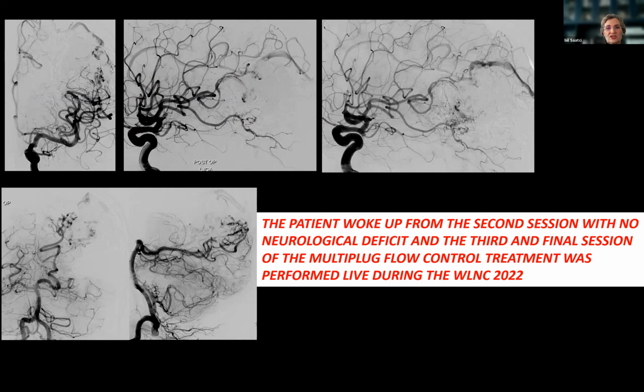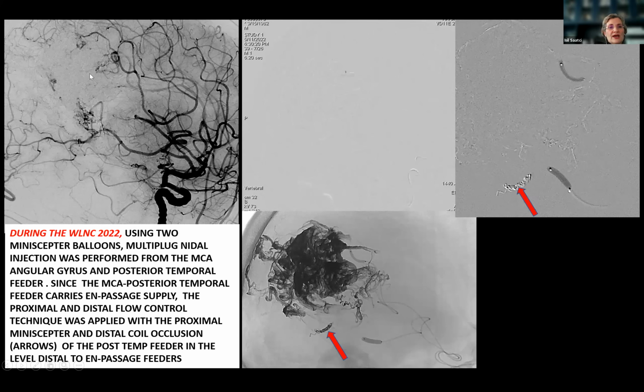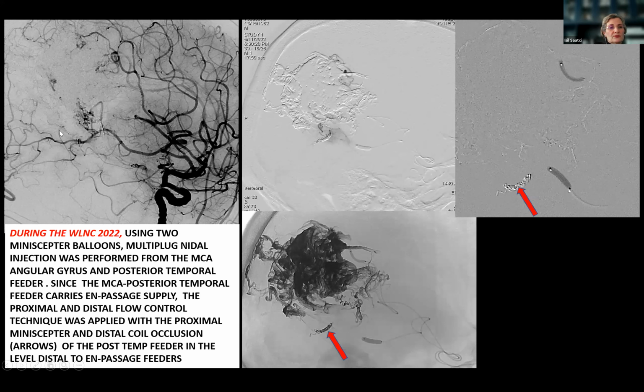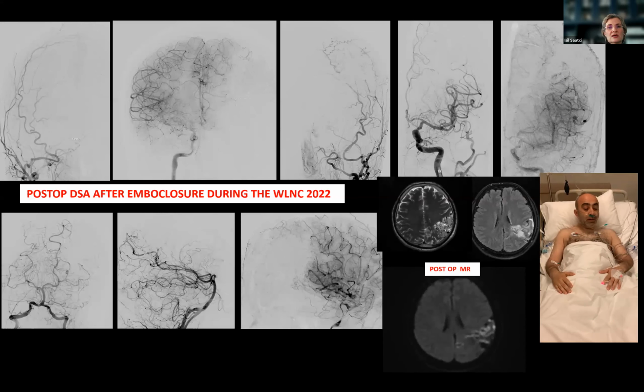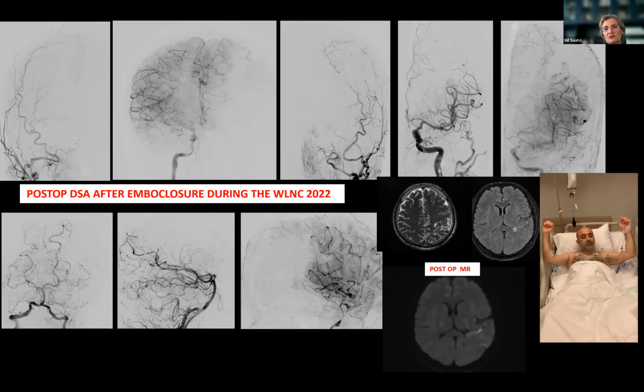And in the 3rd session, which was performed during the live transmission of last year's workshop, Saruhan actually did this session, with 2 microcatheters. This one, because it was en passage, he occluded the pedicle distally after the en passage part to keep the distal normal parenchyma, and then after embolization, the AVM was cured and the patient woke up fine.